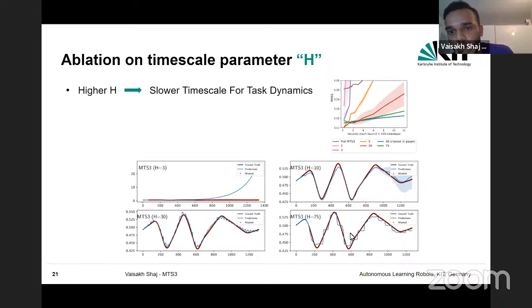We also performed ablation with different values of h: 2, 3, 5, 10. It keeps on improving. At 30, we get the best performance, which is what we report in the paper. As we increase h further, it starts going up again. So this shows that multi-time scale learning is important for accurate long-term predictions.